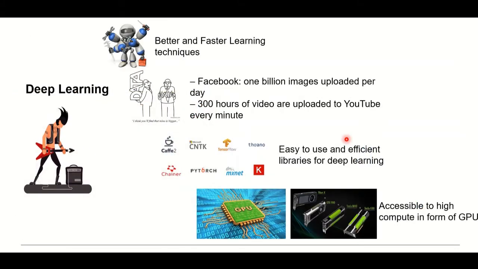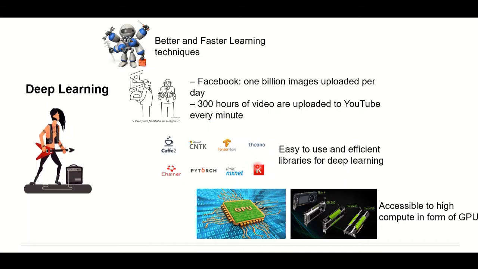Now, why is deep learning so successful, or why has it created so much hype? I have consolidated it into these four reasons. One is obviously that deep learning comes with better and faster learning techniques. Then we now have a huge amount of data. For example, on Facebook, there are 1 billion images uploaded per day, or on YouTube, there are 300 hours of video being uploaded every minute. And this good amount of data leads to better learning.